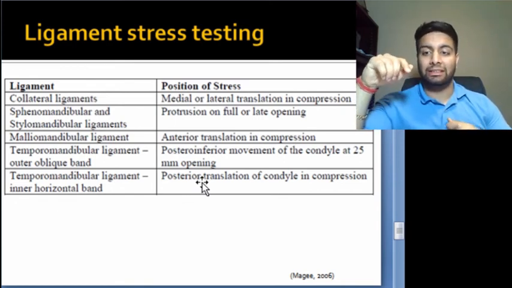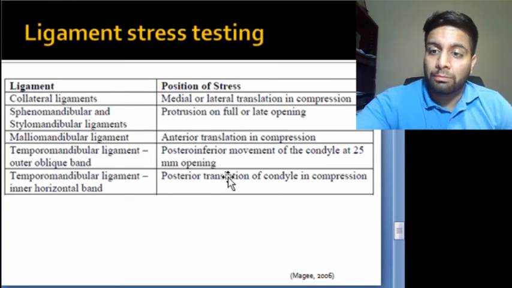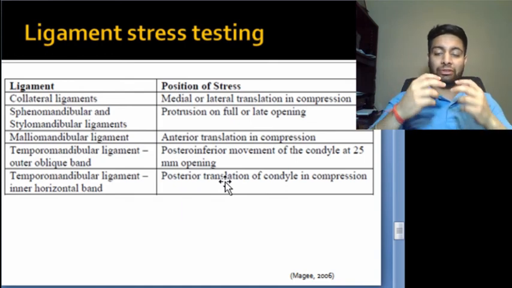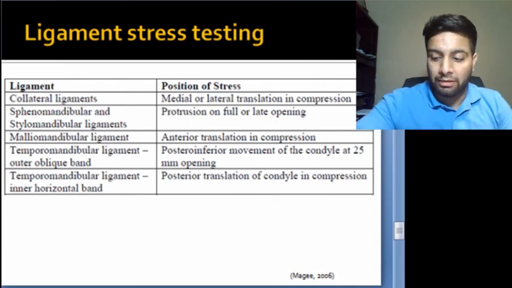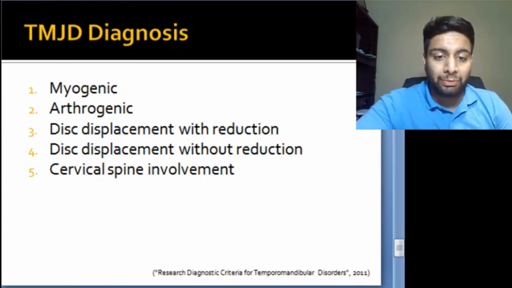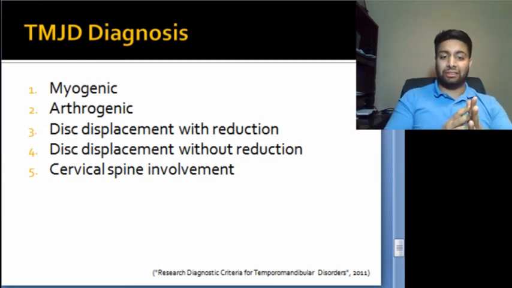So how do you test these? Essentially, for the oblique band, you test posterior inferior movement of the condyle at 25 millimeters of opening, and the horizontal band is essentially a posterior translation of the condyle in compression. Alright, so from all this, you will make a diagnosis, and the subgrouping of TMJ disorders is essentially into 5 main groups.